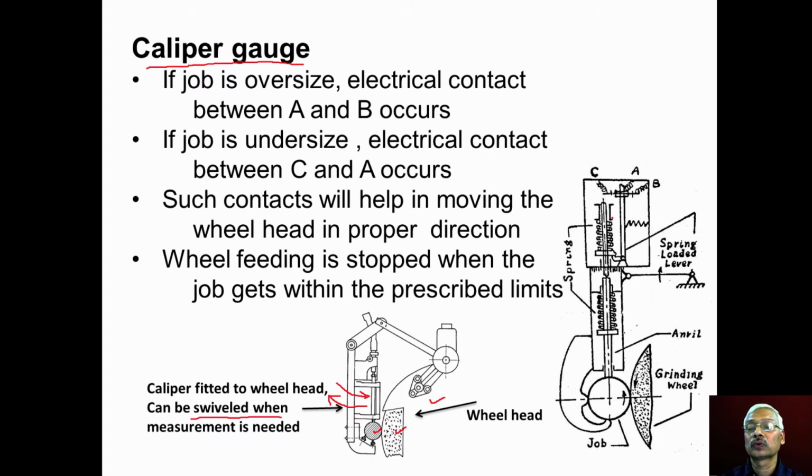Now this picture shows the details of the caliper gauge. This is the grinding wheel and this is the workpiece to be ground, and this is the caliper, and here there is an anvil which is in contact with the workpiece, and this spindle will move in this vertical direction. So this anvil will be in contact with the workpiece.